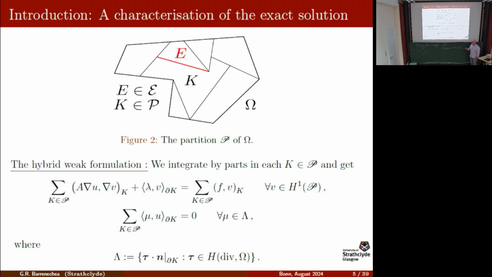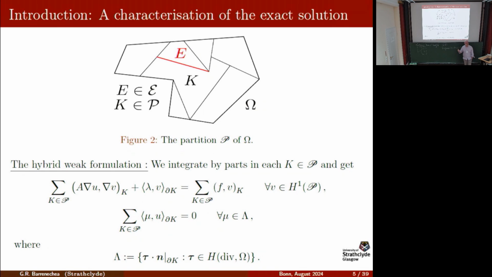Lambda, the technical definition is normal traces of the H div functions, but you can think of it as H minus 1 half of the scalar. Okay. Now, as I said, this weak formulation has been analyzed in textbooks actually, but what we do now is what we do when we come from the world of variational multiscale methods.